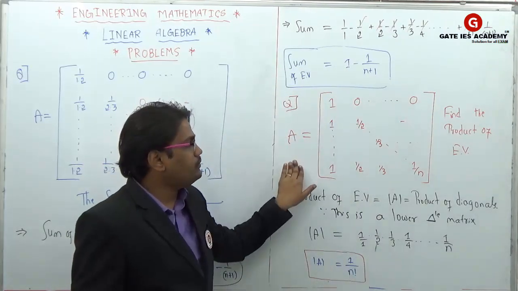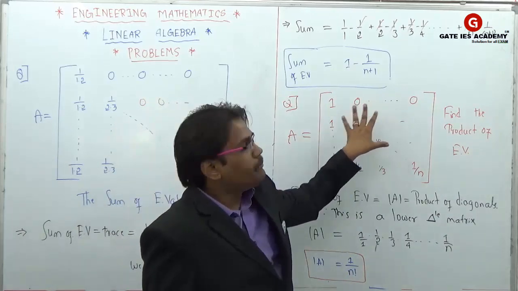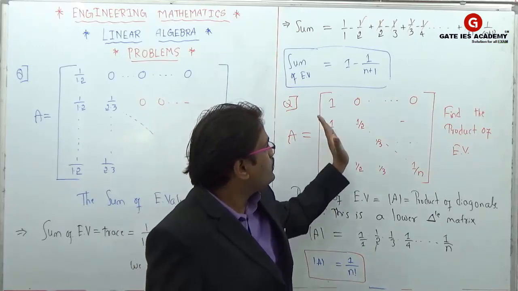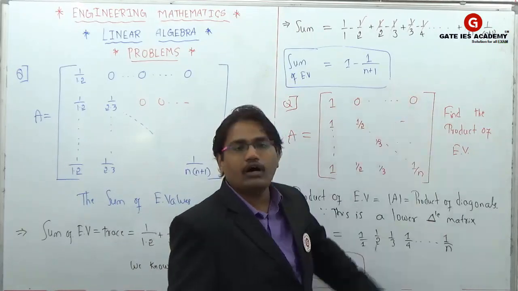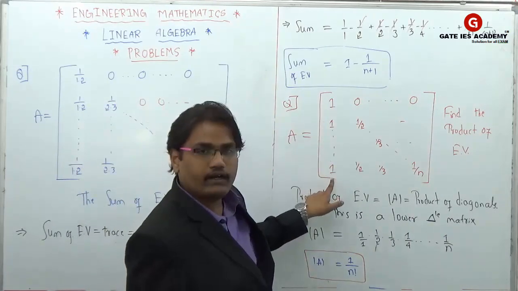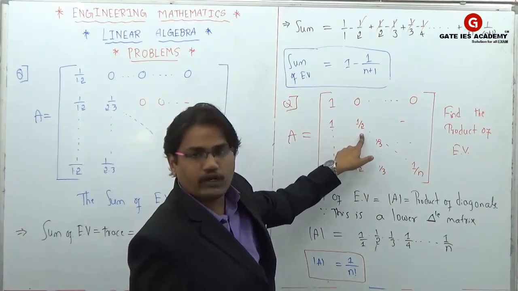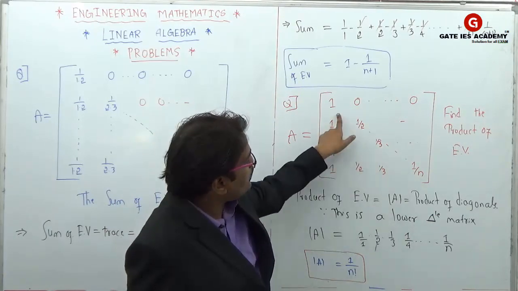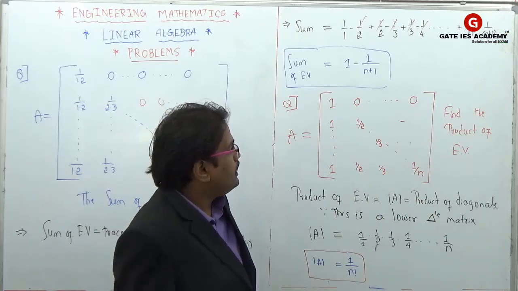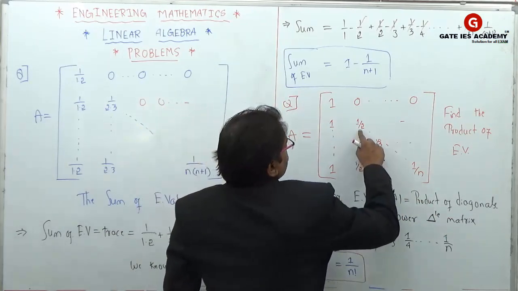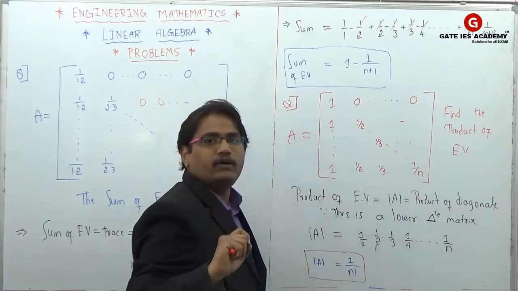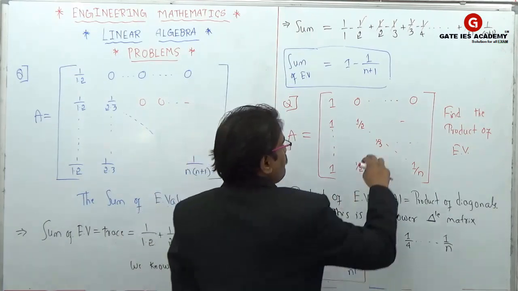So in the next problem, the matrix is given in this way. That is, a lower triangular matrix is given. So all the values above the diagonal are 0. The diagonal goes like this: 1, 1 by 2, 1 by 3, 1 by 4 and so on up to 1 by n. And below the diagonal, the same value will repeat. If the diagonal value is 1 by 2, all the values below it will be 1 by 2.